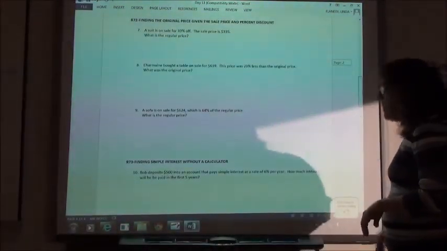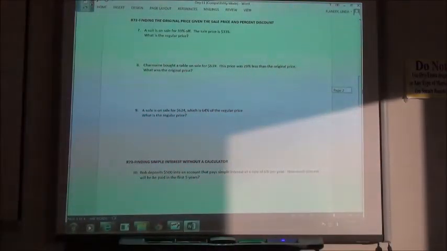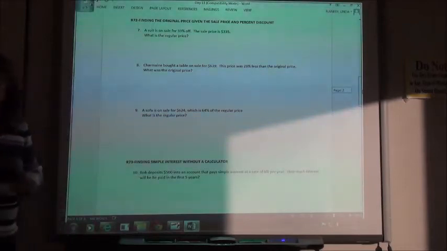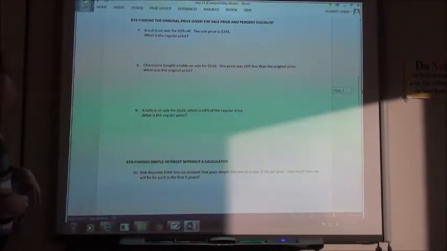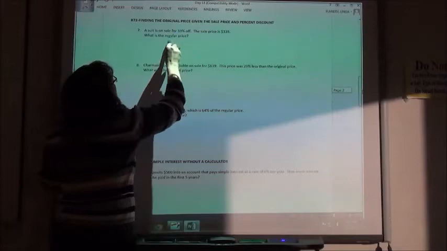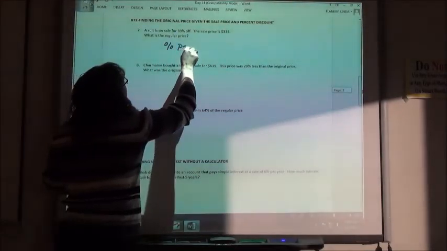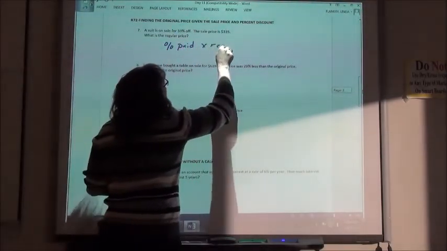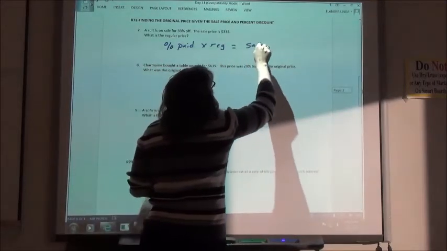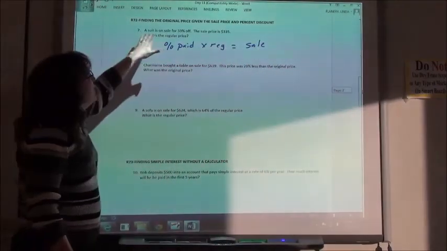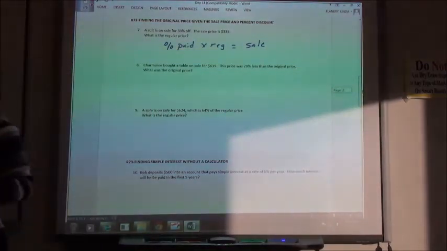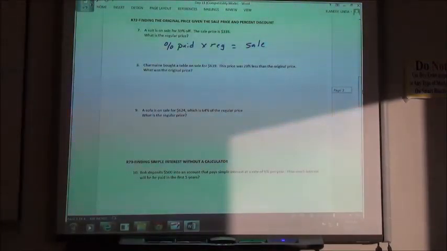When we do the next ones, basically we're just going backwards, or kind of going backwards anyway. A suit is on sale for 33% off. The sale price is $335. What is the regular price? So again, if I think about the formula, the percent that you paid times the regular price is equal to the sale price. My suit is on sale for 33% off. If I have a 33% discount, what percent did I pay?